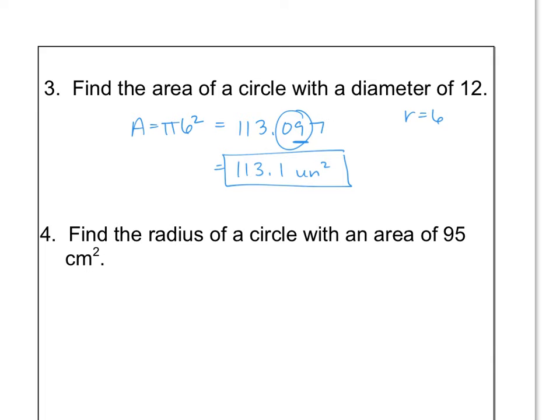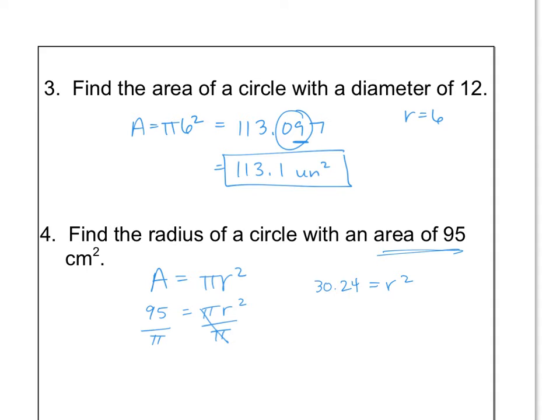Number 4, find the radius of a circle with an area of 95. This time we're going to work backwards. Area equals pi r squared. The area is 95, so that's going to go in for the A. And then we have equals pi, and we do not know the radius, r squared. So to get r by itself, we need to get rid of the pi. So let's start by dividing both sides by pi. So we're going to do 95 divided by pi. And we get 30.24. So we have 30.24 equals r squared.